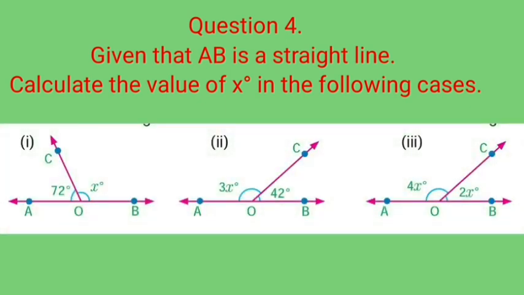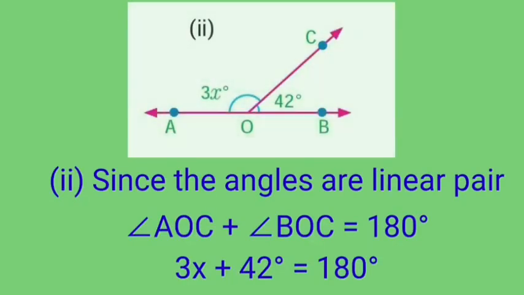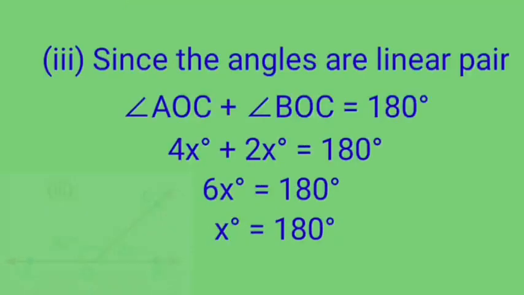Question number 4. Given that AB is a straight line, calculate the value of x in the following cases. In subdivision 1, from the diagram we get 72 degree plus x degree is equal to 180 degree, since the angles are linear pair. By simplifying this expression, we get the value of x as 108 degree, which is the required answer. By using the result of linear pair, we can find the value of x for the next subdivisions too.